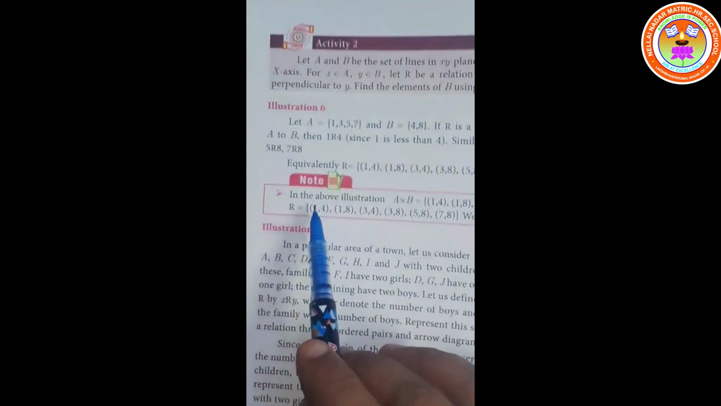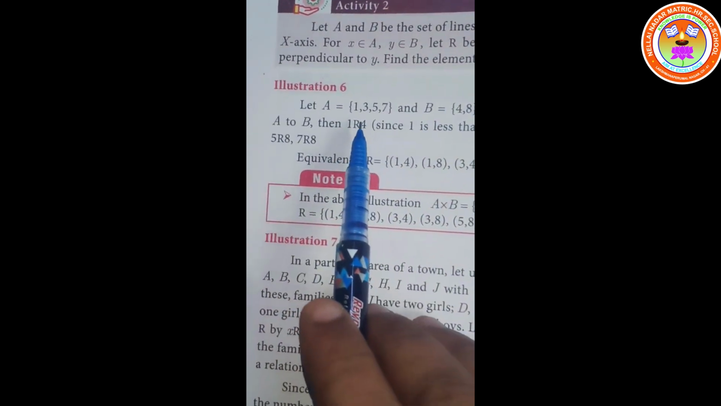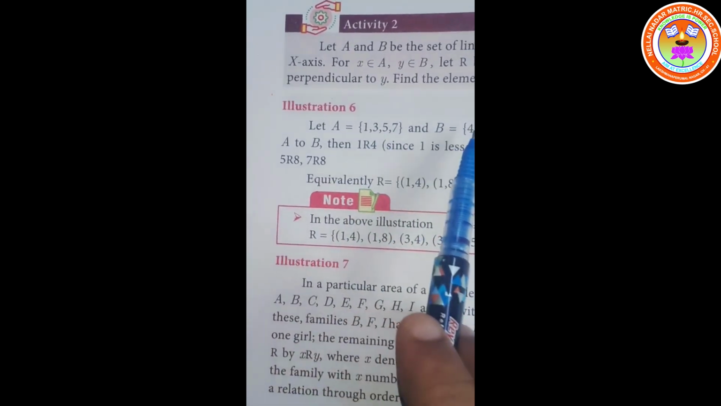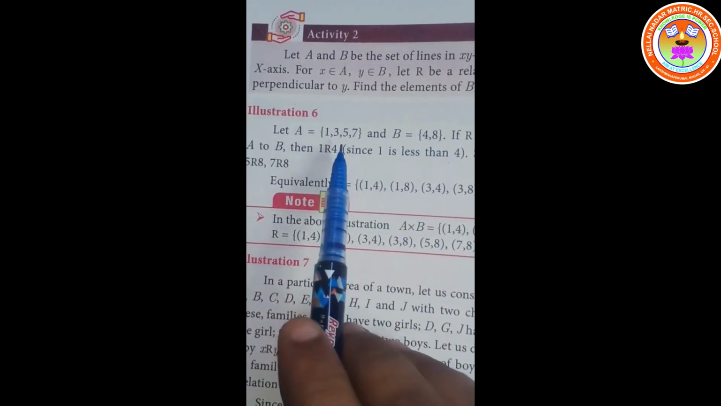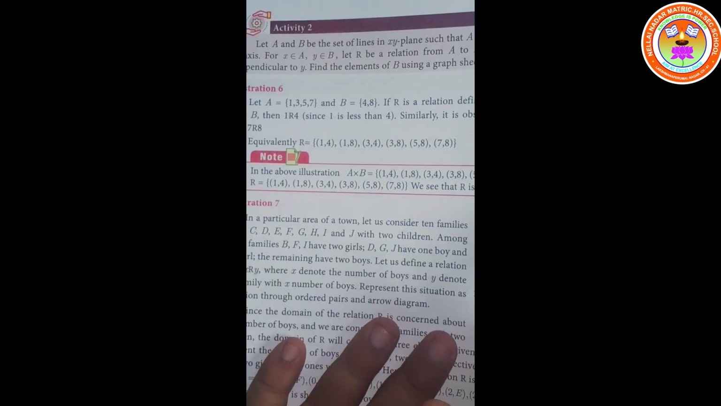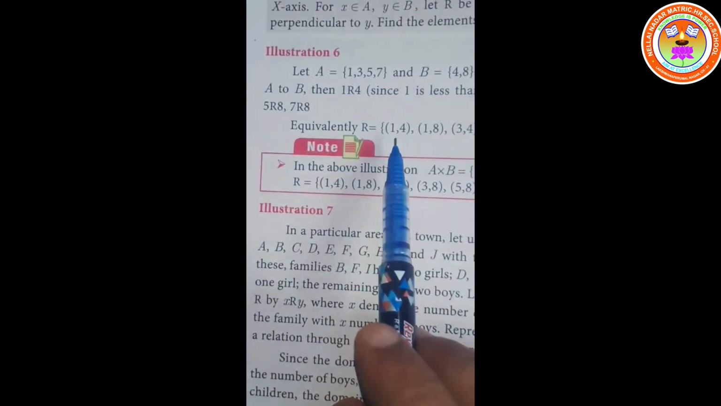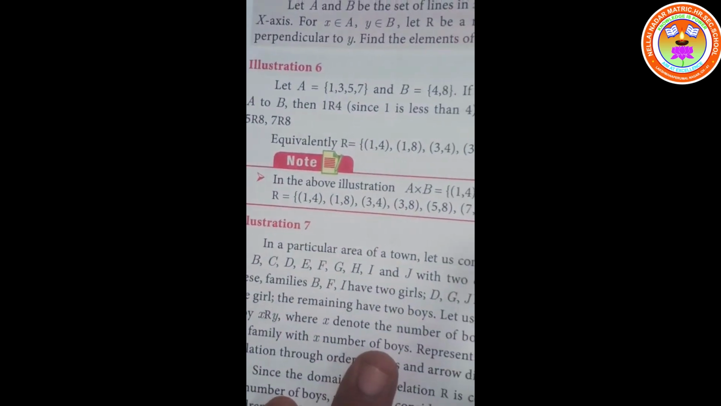Listen carefully. In the above illustration, you know A cross B. How to write A cross B? Already I have learnt in the previous exercise: (1, 4), (1, 8), (3, 4), (3, 8), (5, 4), (5, 8), (7, 4) and (7, 8). Here you are given A cross B. But we have R. Look at that R. We have (1, 4), (1, 8), (3, 4), (3, 8), (5, 8) and (7, 8).